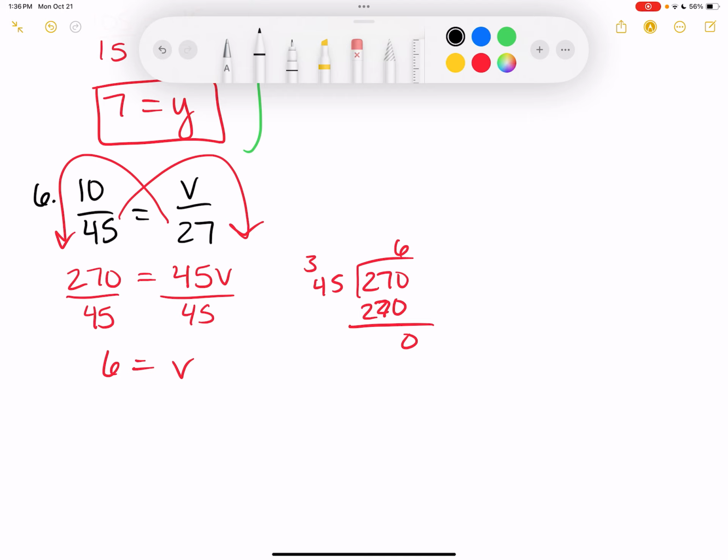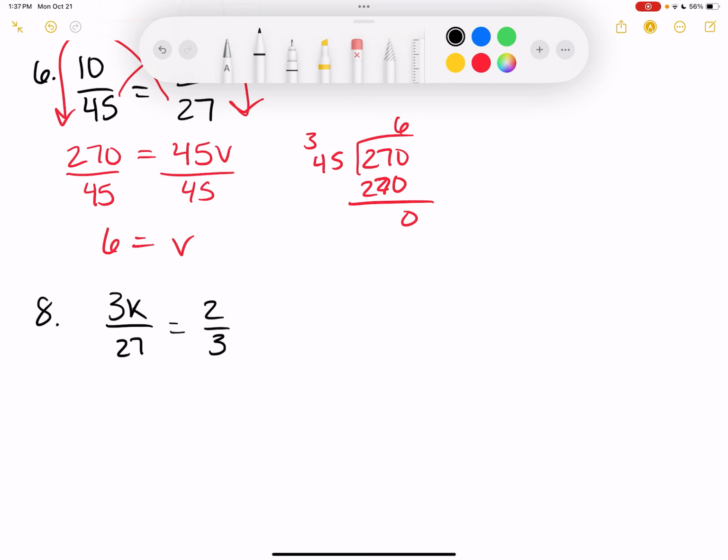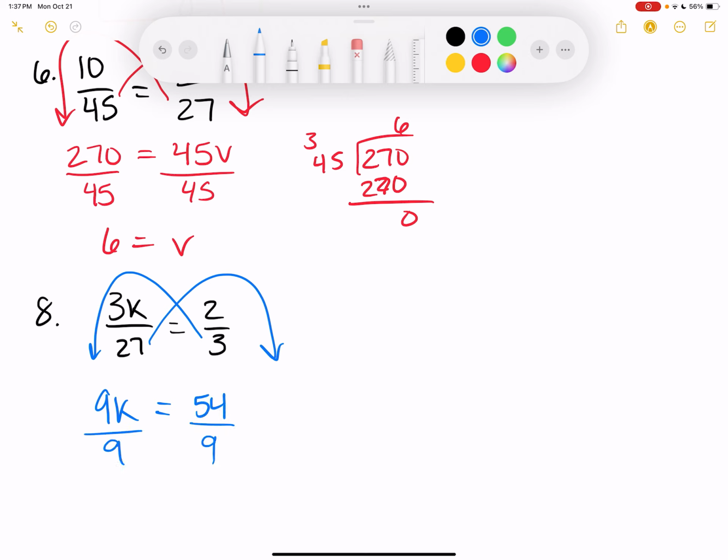All right, 8. 3k over 27 equals 2 over 3. So notice now the variable's not by itself on top either. Well, I guess it was on top on the last one, but cross multiply. 9k equals 54. Divide by 9, k is 6 again.